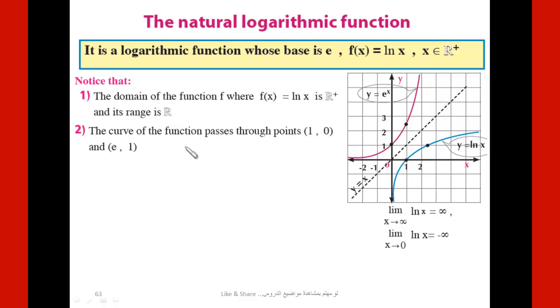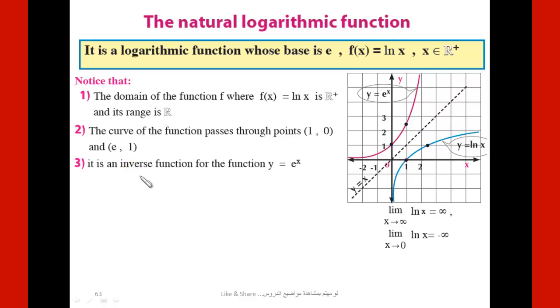The curve of the function passes through the points (1, 0) and (e, 1). When you substitute x equals 1, we have f of 1 equals ln 1, and the logarithm of 1 always equals 0. And when you substitute x equals e, f of e equals ln e, which equals 1. Here it will be the logarithm of e to the base e, so it equals 1.